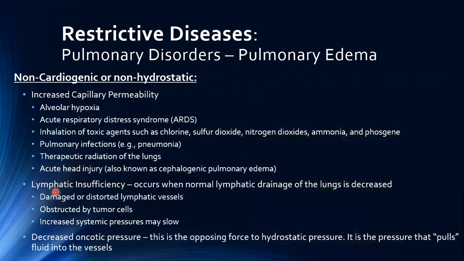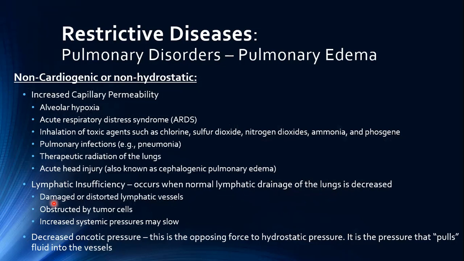All right. The other reason for non-cardiac pulmonary edema is lymphatic insufficiency. This occurs when normal lymphatic drainage of the lungs is decreased. Whenever you do have a little bit of fluid in the alveoli or in the lungs, the lymphatic system is supposed to absorb it, okay? With lymphatic insufficiency, your lymph nodes and your lymphatic drainage of the lungs is decreased. It should be draining the fluid off the lung into the lymph nodes, okay?